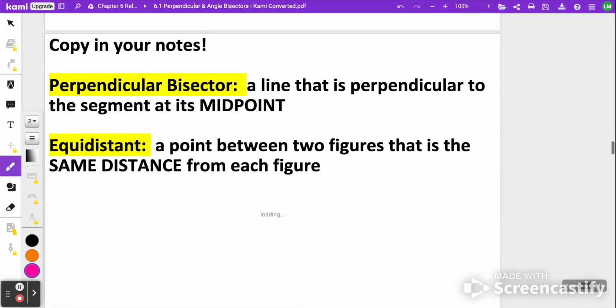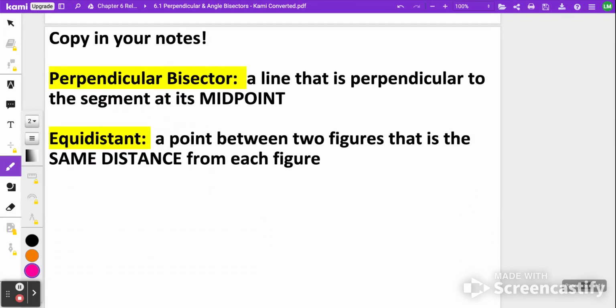The first thing we're going to look at are the two leading vocabulary terms, and they're these. Perpendicular bisector is a line that is perpendicular to the segment at its midpoint. Remember, midpoint is going to be halfway through. And then equidistant is a point between the two figures that is the same distance from each figure. So just make sure you have those filled in before going on to the next slide.